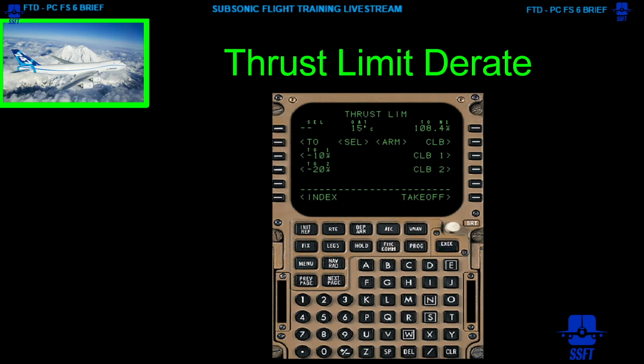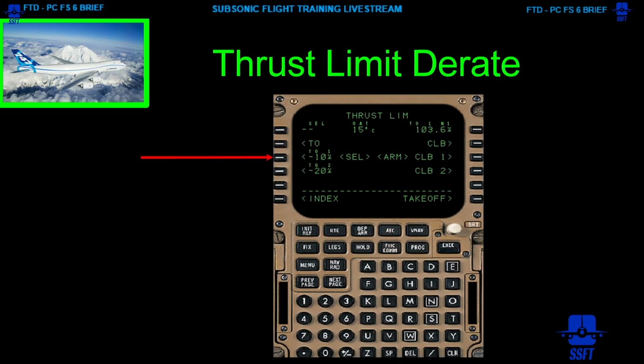And normally when you select TO1 or TO2, you're going to arm climb 1 and climb 2, which are also fixed climb derates. And you're not limited to that. If you wanted to select TO1 thrust but wanted full climb thrust instead of climb 1, you could just select climb and it would change. You're not locked into climb 1 thrust. You could always go to climb thrust if you wanted it. So you'll see here when we select TO1, TO1 is selected and climb 1 is armed.